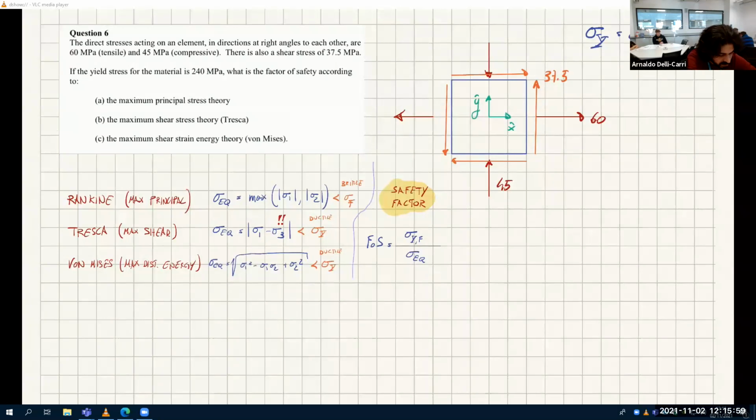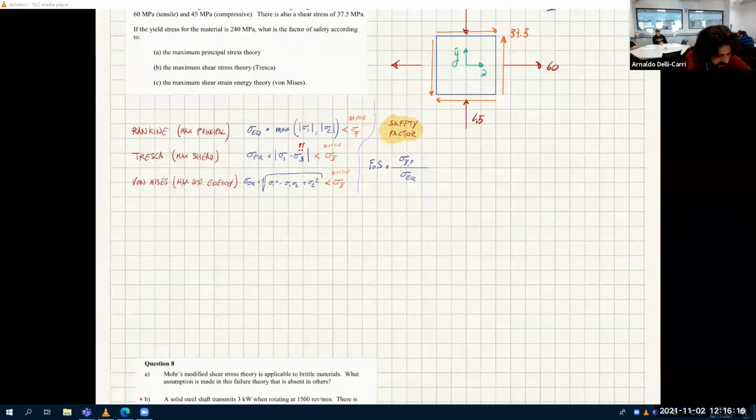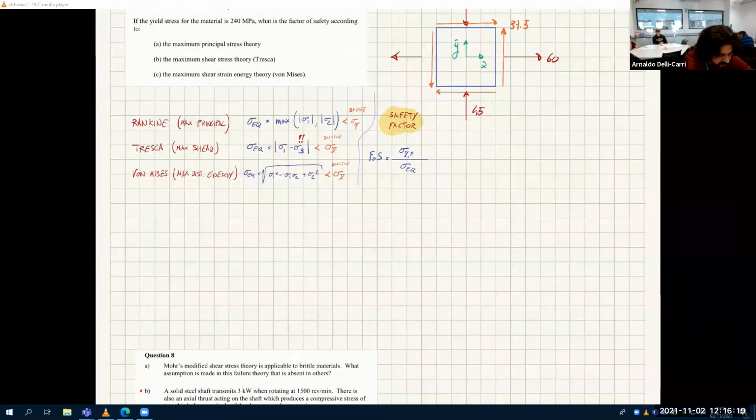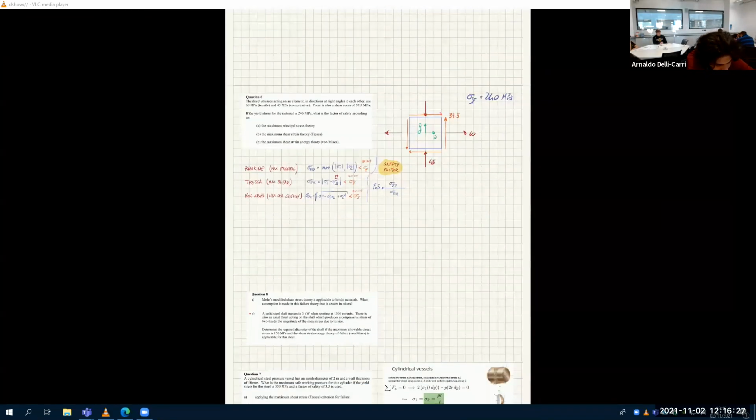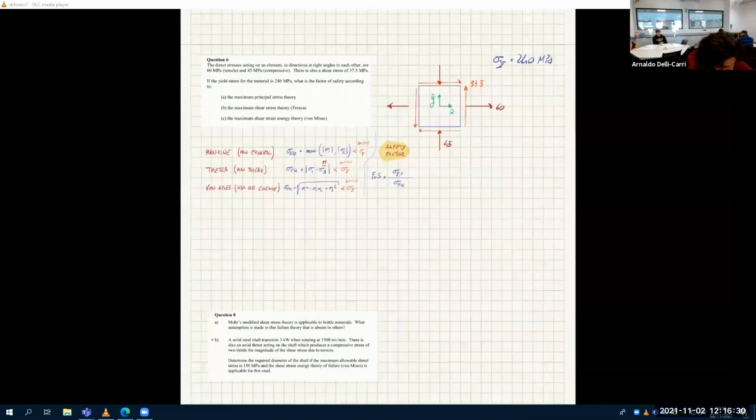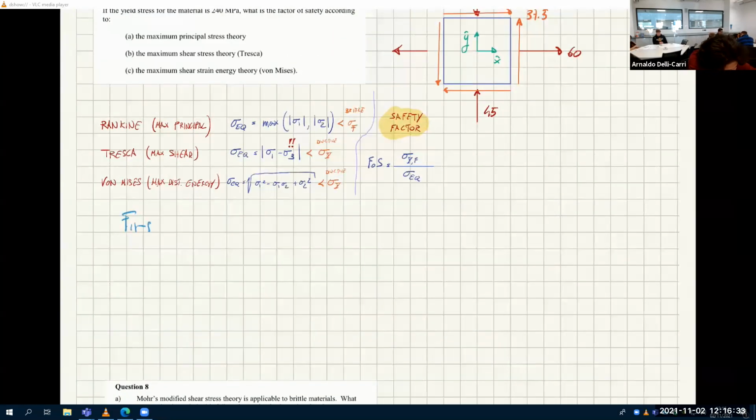All these equivalent stresses can be found by knowing the principal stresses. So let's have a look at the principal stresses. Can you please find the principal stresses of these? I can do this on a Mohr circle, but this will take too much space. So can you please do this calculation very quickly to find sigma 1 and sigma 2, the principal stresses.